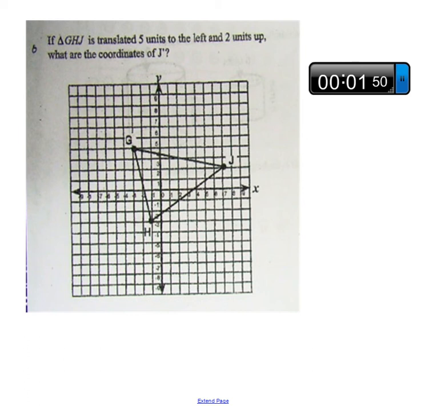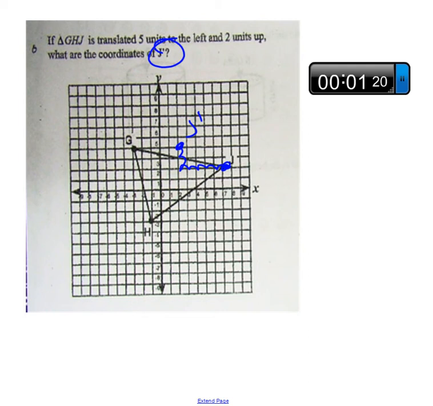All right, GHJ is translated 5 to the left, 2 units up. What are the coordinates of J prime? So all we care about is not the whole triangle, just that one point J. Translate just means to move or to slide it. So we go 5 to the left. That's 1, 2, 3, 4, 5. 2 up. So here's J prime.